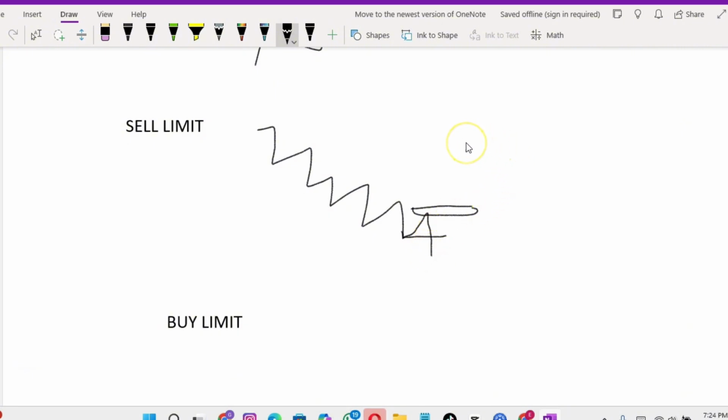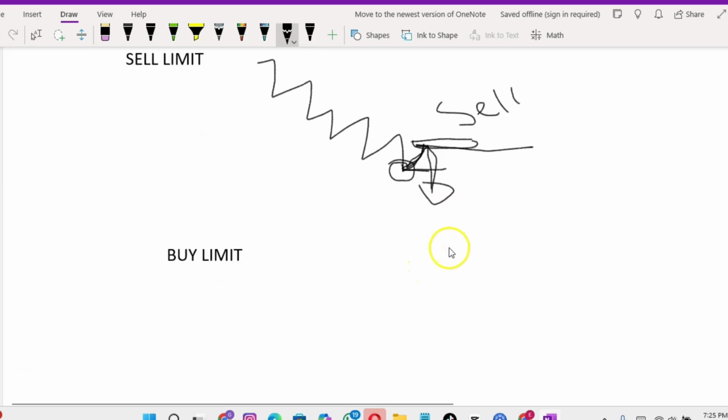So you don't want to get into the market at the current market price, but you place a pending order just above the current market price. Let's say, for example, this was the current market price here, but you place your pending order somewhere around here. If the market should retrace up, it's going to activate or trigger your sell limit order, and a sell trade is going to be open. Same thing goes for a buy limit.